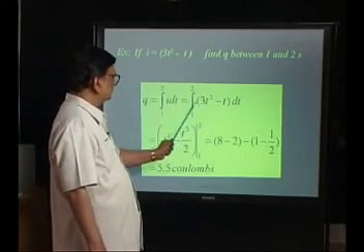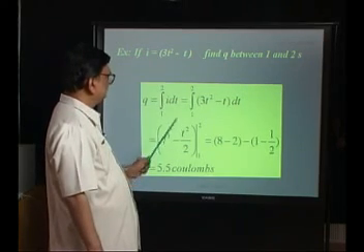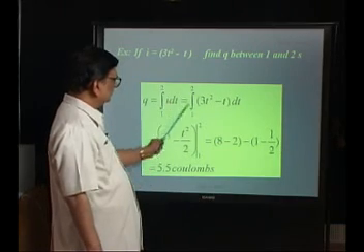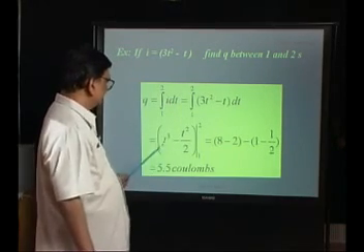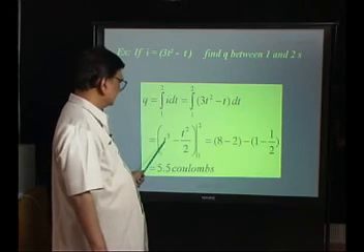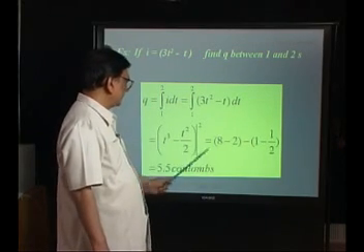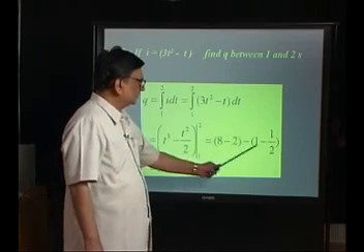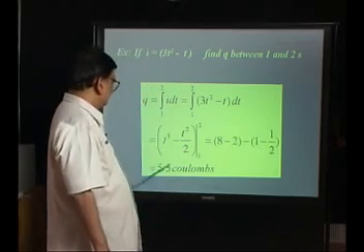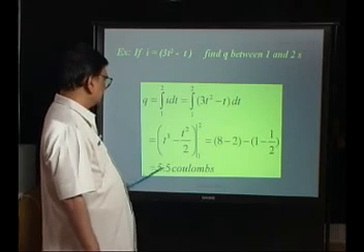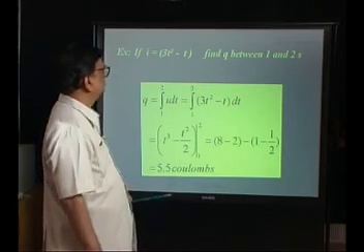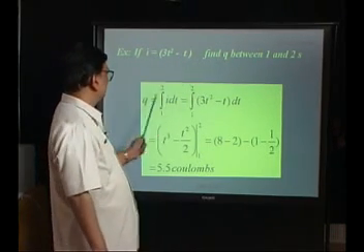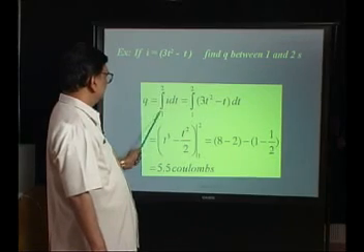The integral of the first term is t³, and the integral of the second term is t²/2. This is between the limits 1 and 2. If you substitute the limits for t³, you get 8 minus 1, and for t²/2 we get 2 minus half. So, the total charge we get is 5.5 coulombs. So, if current is given, we can find out the charge by integrating the current in the given limit.